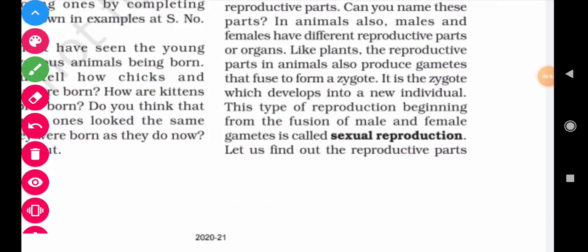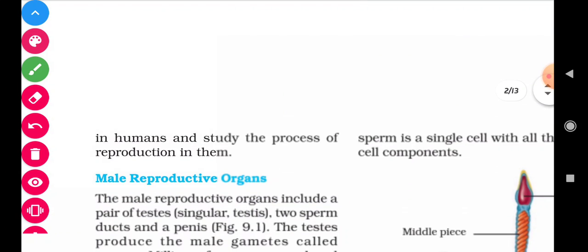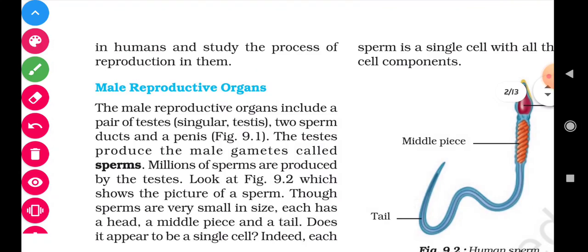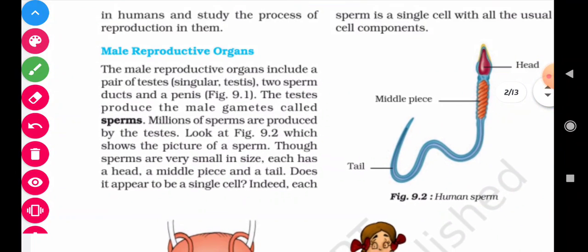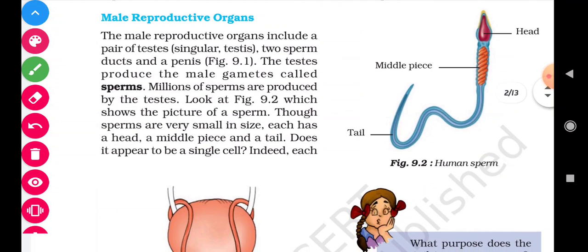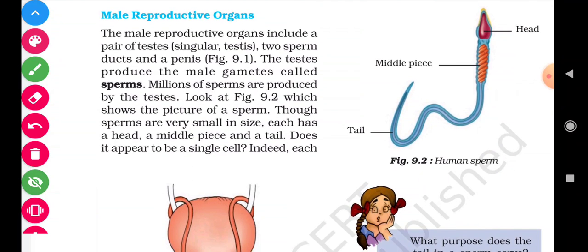So now let us find out the reproductive parts of human beings and study the processes of reproduction in them. First is the male reproductive organs. Which reproductive organs are there for the male? The male reproductive organs include a pair of testes. The singular word is testis. Two sperm ducts and a penis. The testes produce the male gametes called sperms.